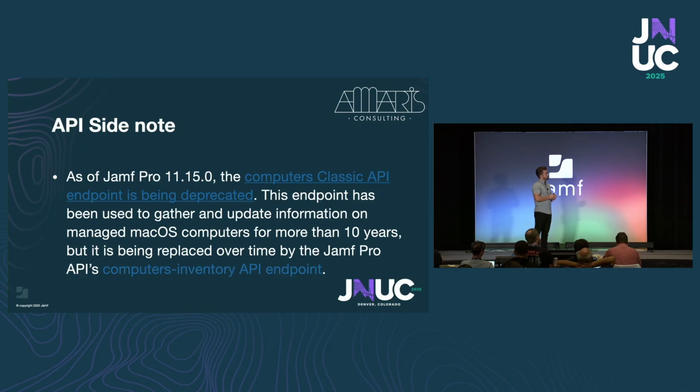After that, just a side note on the API: I initially created this script using the classic API. But as of Jamf Pro 11.15, the computer's endpoint from the classic API is deprecated. And from the point it's deprecated, it's supported by Jamf for 1 year. So if you've got workflows that use the JSS resource, the classic API, just make sure to replace those API calls using the new computer inventory API endpoint. That's very important because the computer's classic endpoint is going to be removed probably in March 2026.